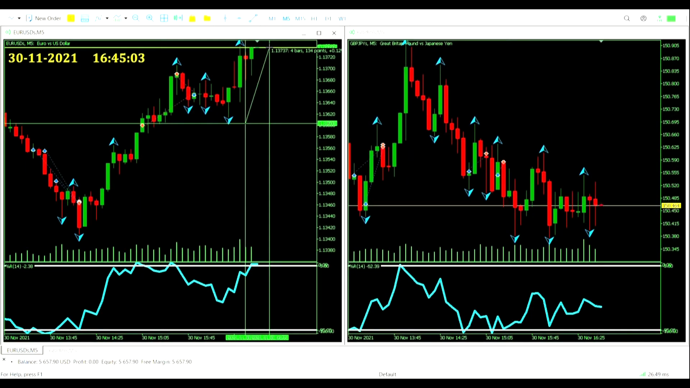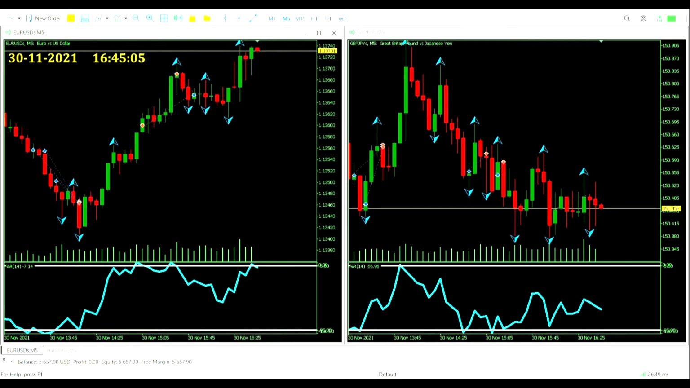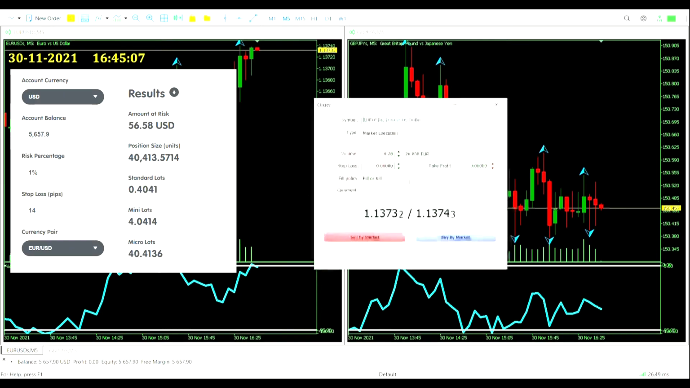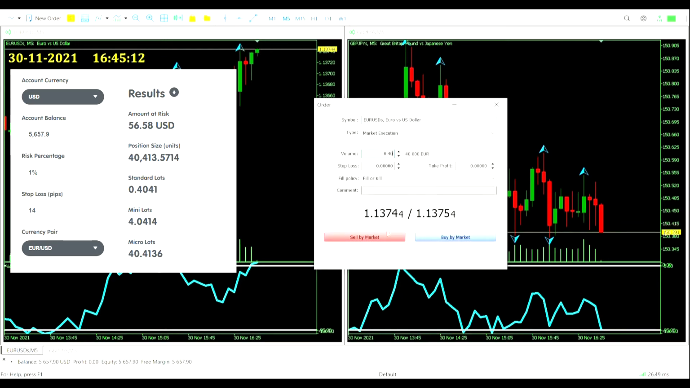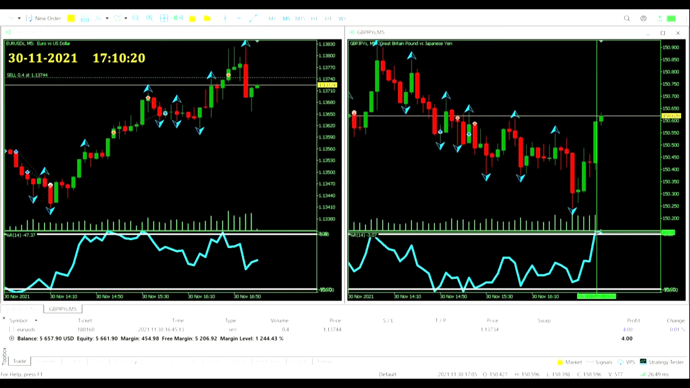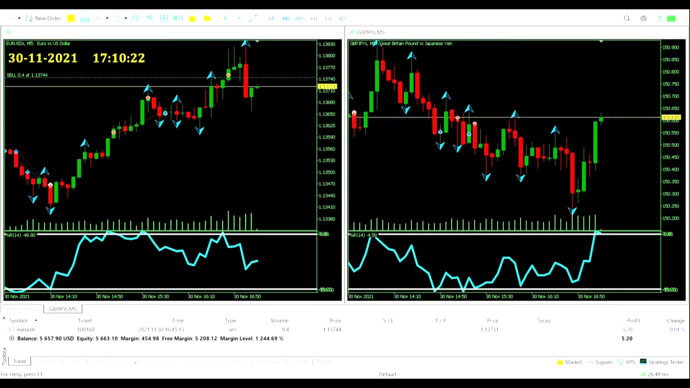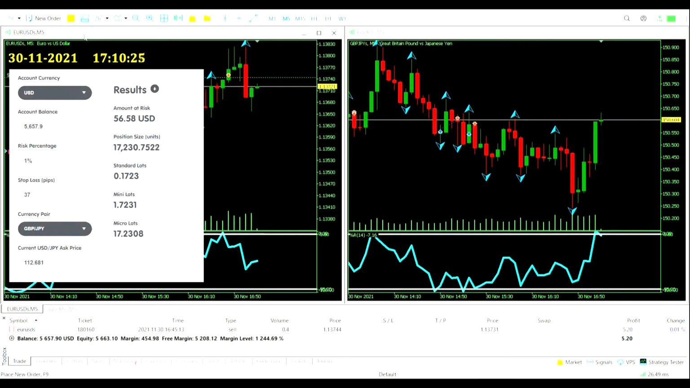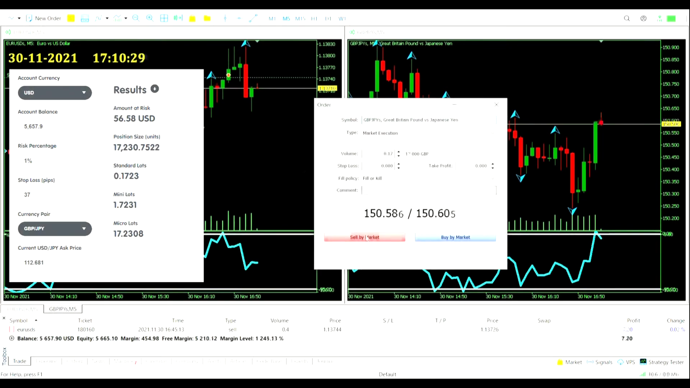Out of nowhere comes a sell signal on the Euro US dollar. Going to call that 14 pips, and we are going to get into the trade here. 0.40 standard lots, sell it off. Do get an overbought signal here on the pound yen. Let's get in there, 0.17 lots, that's our volume.